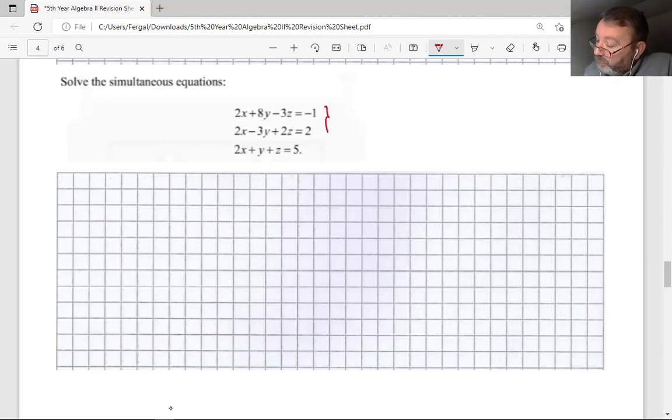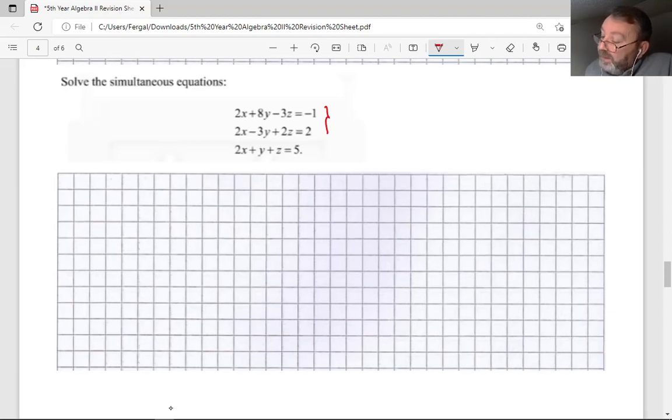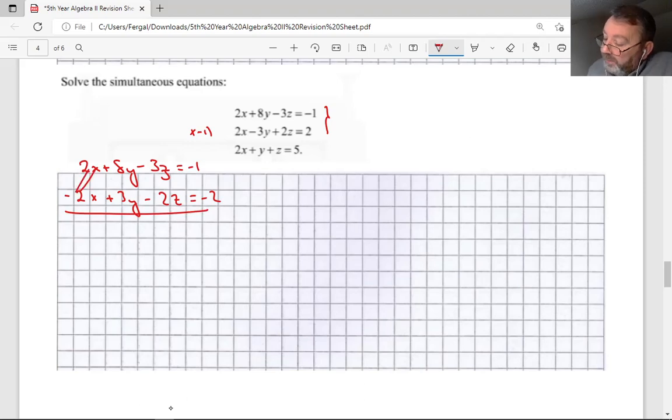So I'm going to take equation 1 and 2, and I'm going to change equation 2 and multiply it by minus 1. So that's going to give me 2x plus 8y minus 3z is equal to minus 1. Now I'll multiply equation 2 by minus 1. Minus 2x plus 3y minus 2z equals minus 2. The x's are gone. 8 and 3 is 11y. Minus 3 minus 2 is minus 5z. And that's equal to minus 1 minus 2, which is minus 3. So there's the first equation in two variables.